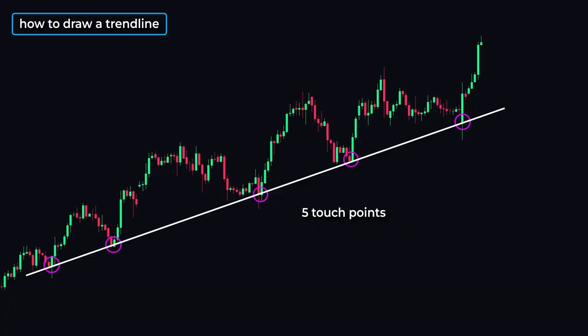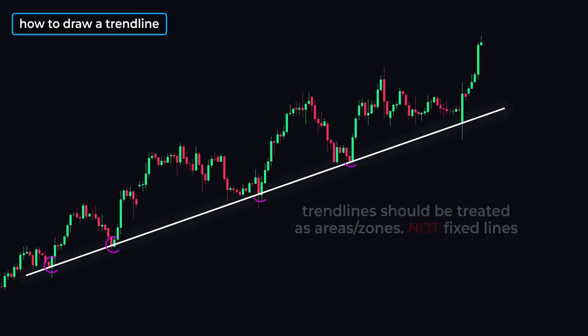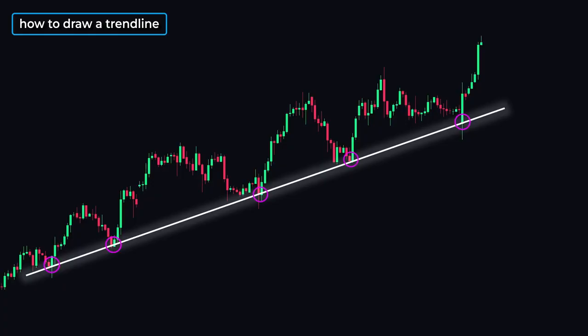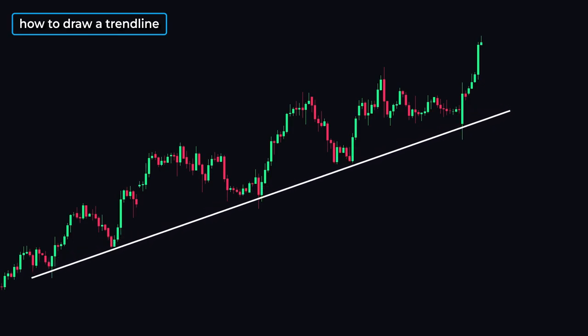So for this specific chart, since the goal is to get as many touch points as possible, we'll draw it touching the bodies. Now, an important thing to keep in mind is that trend lines should be treated like areas or zones instead of fixed lines. So when drawing them, as long as the trend line is still within the general area of the swing points, the trend line is still valid. It doesn't matter if you draw it slightly higher like this or slightly lower like this. As long as it's still within that area, the trend line is still valid, so don't overthink it too much.